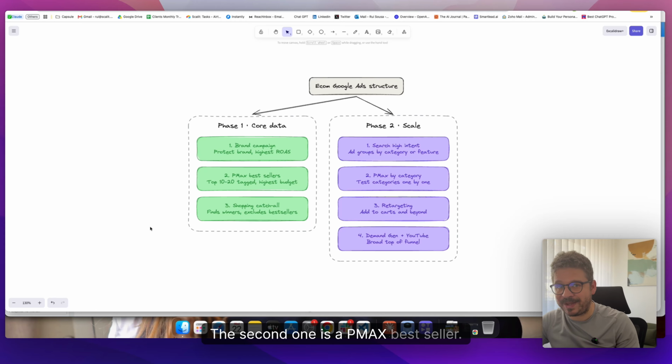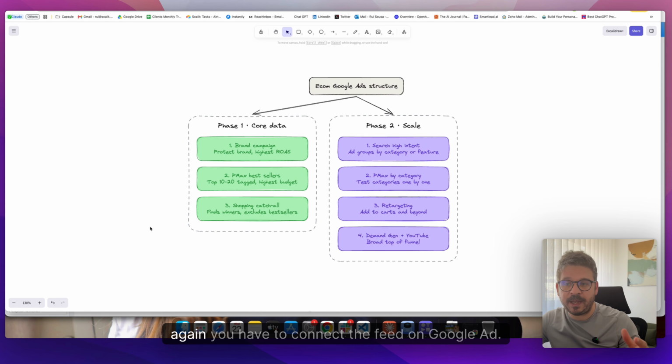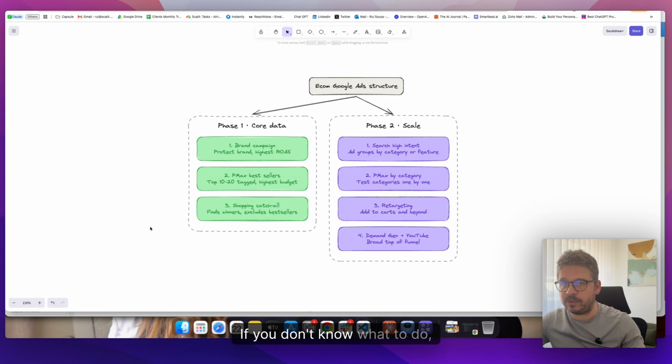The second one is a PMax bestseller. So basically what we do, guys, again, you have to connect the feed on Google Ads. If you don't know how to do it, it's really simple.